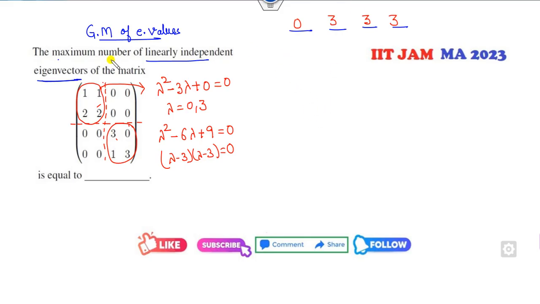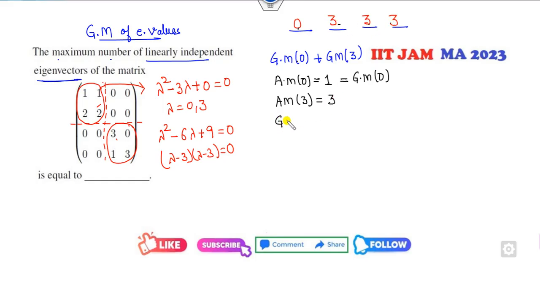Fine. So what is the maximum number? Geometric multiplicity of the 0 plus geometric multiplicity of the eigenvalue 3. Now, what is the algebraic multiplicity of the 0? It is 1, which is the same as the geometric multiplicity of 0 because it's a unique number. So this answer is 1. What is the algebraic multiplicity of the 3? It is 3 because it appears 3 times. How can you find the geometric multiplicity of the 3? That's very, very simple.